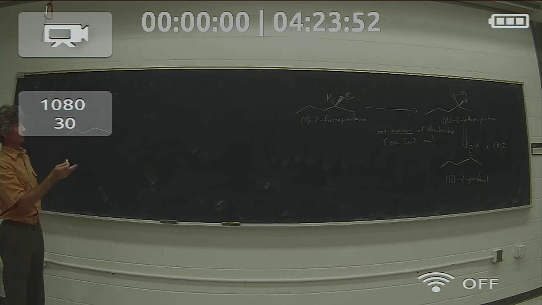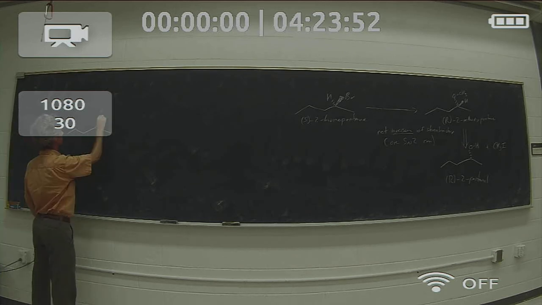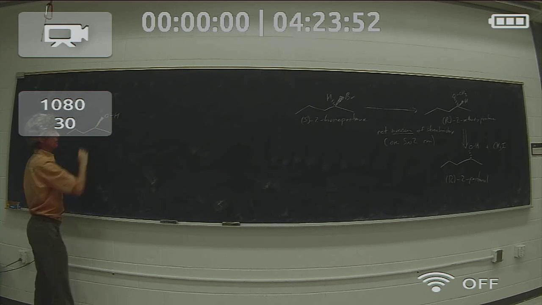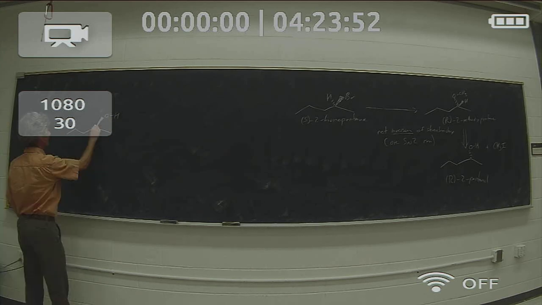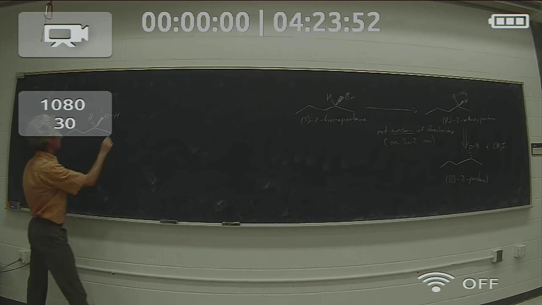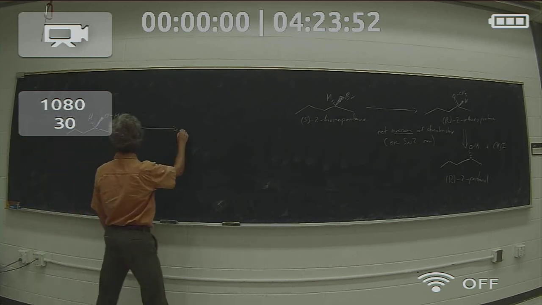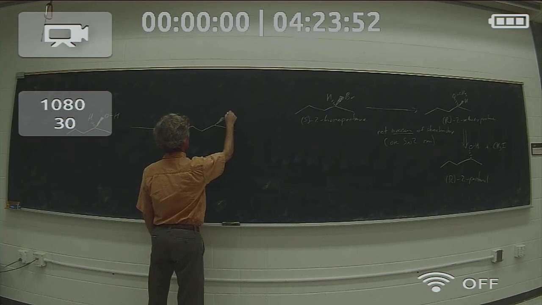So if we want to have the S isomer of the product, we'll need the S alcohol. And if we want to have the R isomer of the product, we'll need the R alcohol to start with. So how can we convert this into the corresponding secondary alkoxide ion?